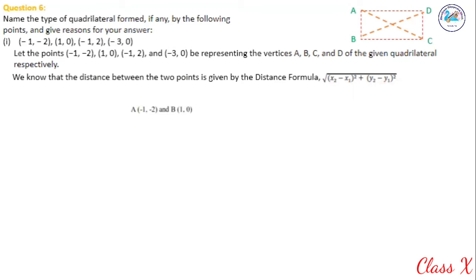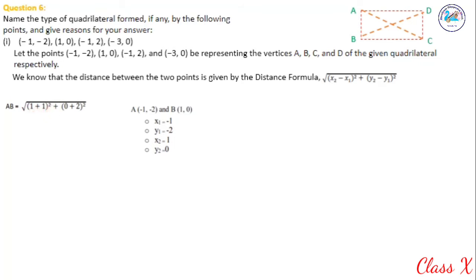Then first of all we have to go for finding the length of the side AB. For that we have to write point A and point B. Then we have to go for writing x1, y1, x2, y2. By using the distance formula we can find out the length of AB. AB equal to root of x2 minus x1. x2 is 1, x1 is minus 1. So 1 minus minus 1. Minus minus 1 is plus 1.